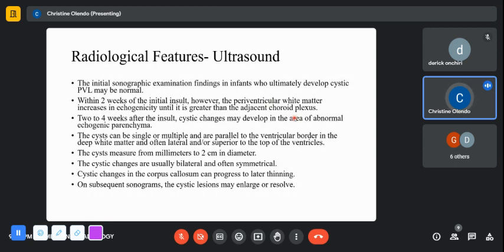At around 4 weeks, you might have cystic changes which may develop in the area that was echogenic. The cysts may be single or multiple, and they are parallel to the ventricular border and deep in the white matter. The cysts can measure from millimeters up to about 2 centimeters. They're usually bilateral and often symmetrical. We already said that there will be cystic changes within the corpus callosum, which can also lead to thinning. In subsequent sonograms, the lesions may either enlarge or resolve.